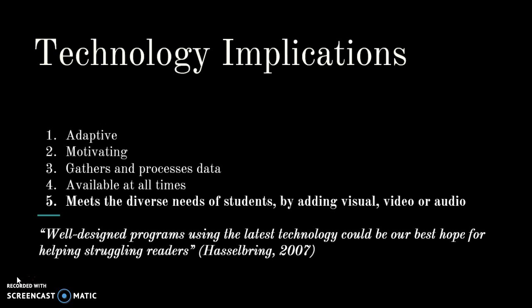Technology can assist in improving the effectiveness of the automatic information processing model. First, technology is very adaptive. It meets individual learners where they are, and students can move at their own pace. Second, technology is very motivating. Students tend to be more engaged when they are using technology. Whether they are playing a game or reading a book, technology proves to be very motivating to students.